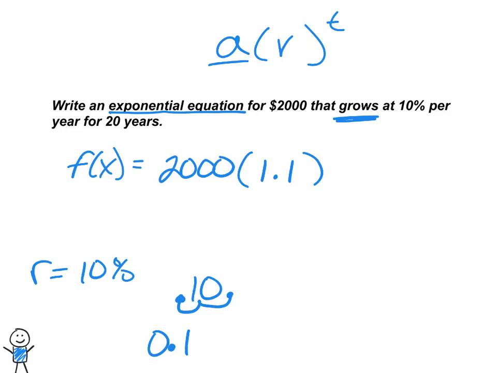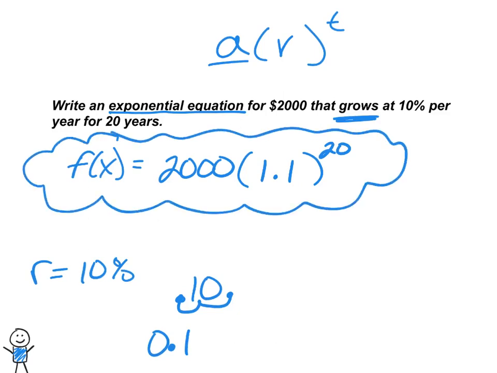And then for the period of time, which is 20 years. So what we've done is we've set up an exponential function that represents a $2,000 starting amount, 10% growth rate, which was 1.1 as a decimal, for 20 years.